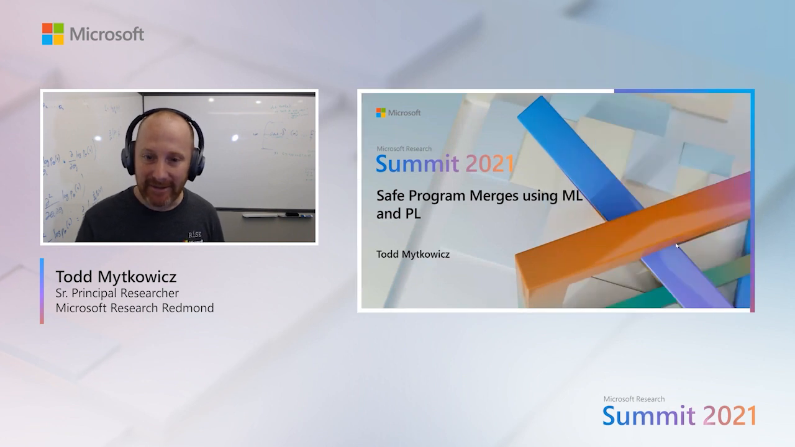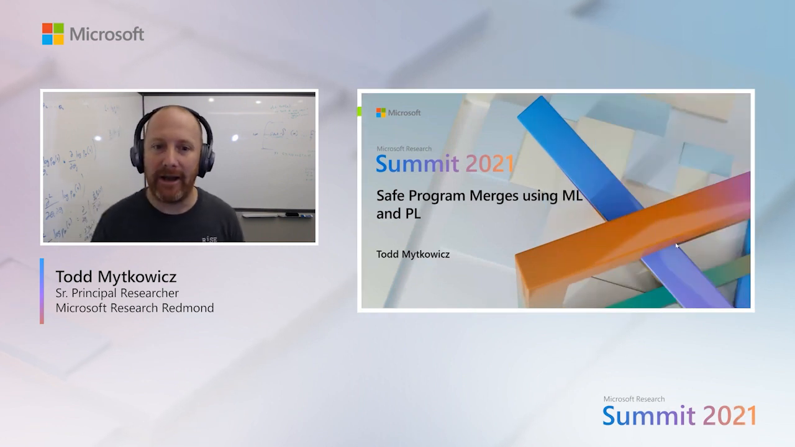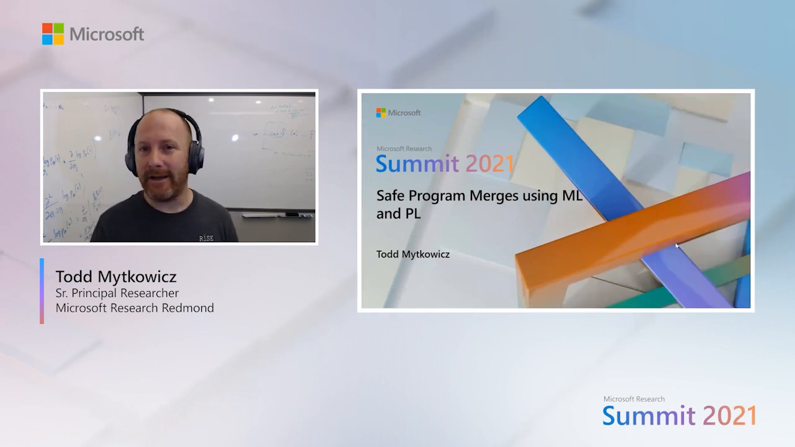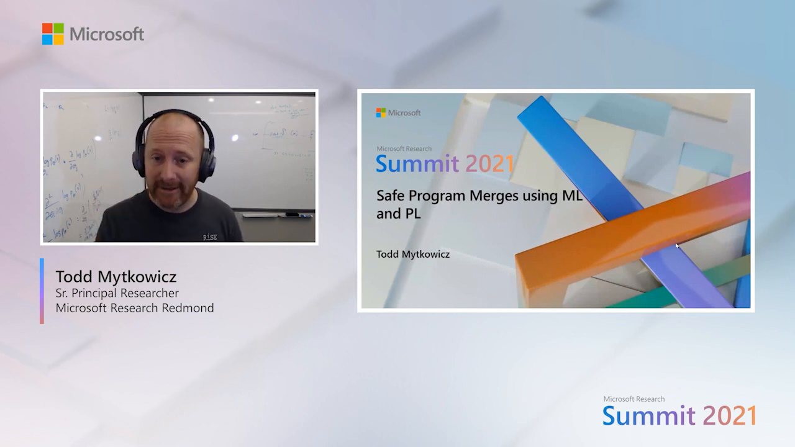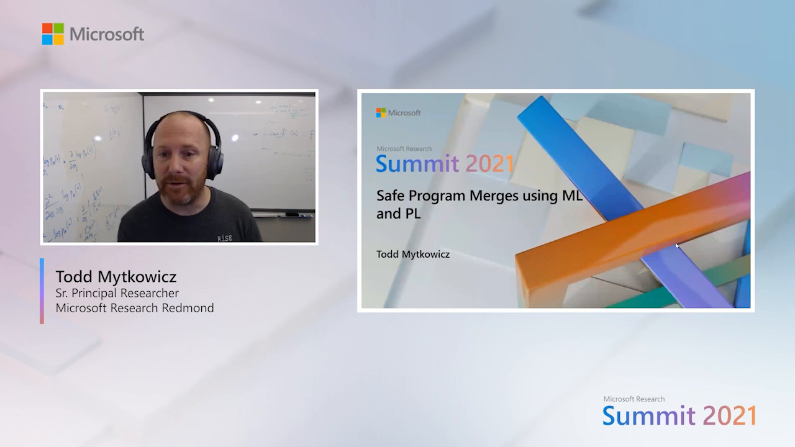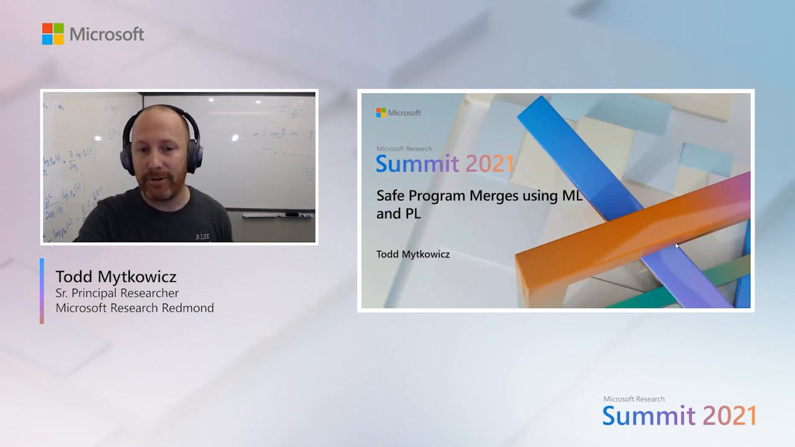So I'm going to talk today about this pesky little problem that happens when you do a git pull and you have made changes to some piece of source code that someone else has as well. And we're going to talk a little bit about how we use both machine learning and programming languages in order to come up with safe program merges.